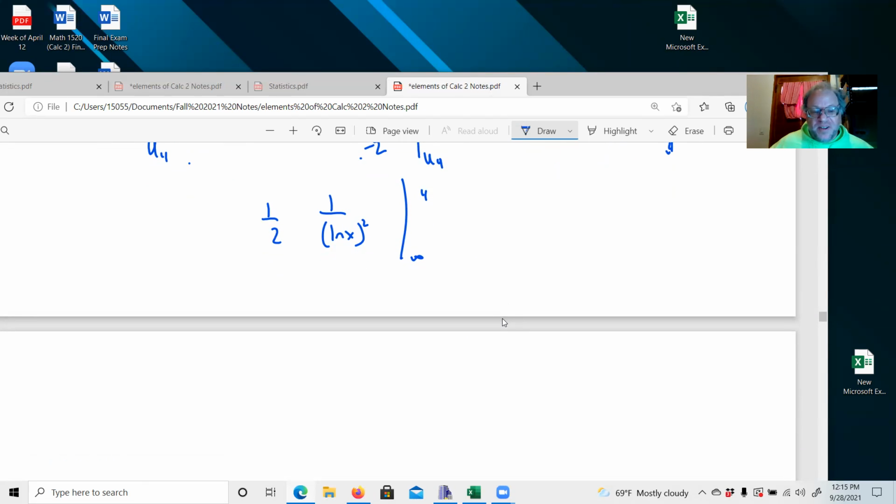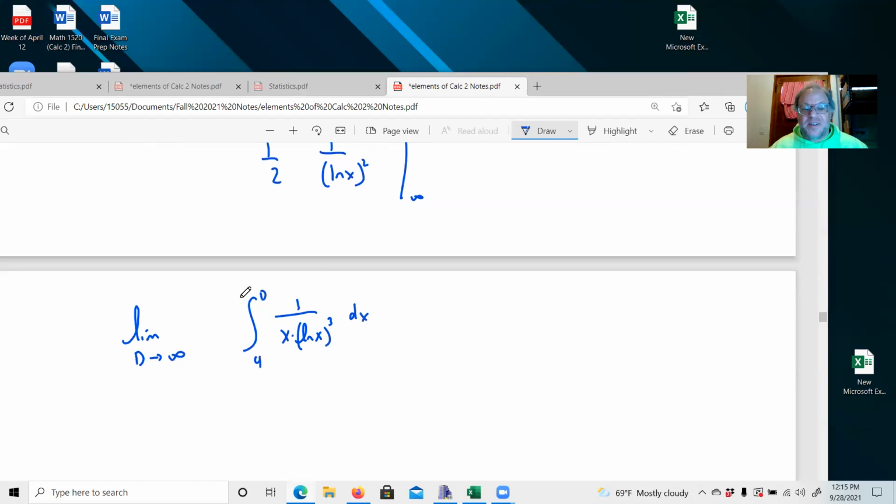We want to write the limit as, pick your favorite letter. We'll pick D because that's what I could have gotten here. Limit as D goes to infinity of the integral from 4 to D of 1 over x ln x, was it cubed? I think it was cubed, dx. Now we can go back and do the problem just as we just did. So that's the only thing that changes, that you have to include this, and then this piece right here.